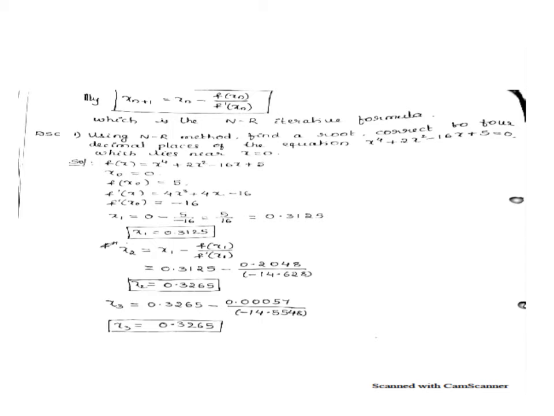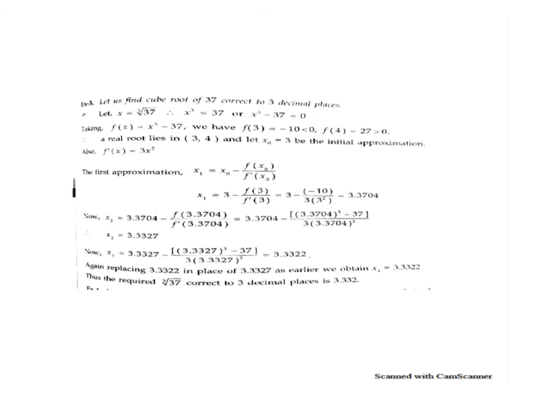Therefore, the value is correct up to 3 decimal places, or it is also correct up to 4 decimal places, that is x3 is 0.3265 and x2 is also 0.3265. Hence we conclude that the approximate real root of the equation correct to 4 decimal places is 0.3265. Okay, now let us consider one more example.